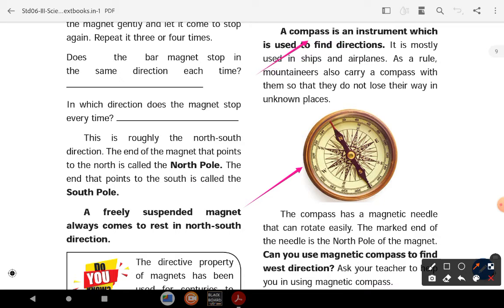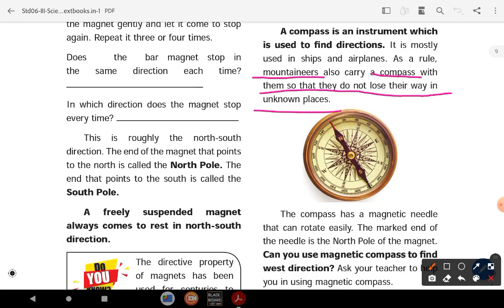It is mostly used in ships and airplanes. As a rule, mountaineers also carry a compass. They carry a compass with them so that they do not lose their way in unknown places. These mountaineers also carry this compass so that they can see the direction and will not lose their way. When they climb, they could lose their way and go somewhere else. To avoid that, they carry this compass. This compass is used for finding out the direction.